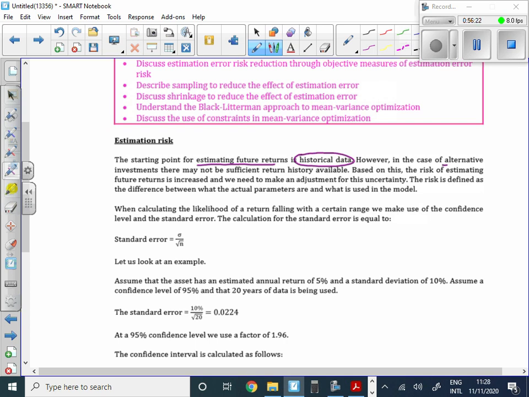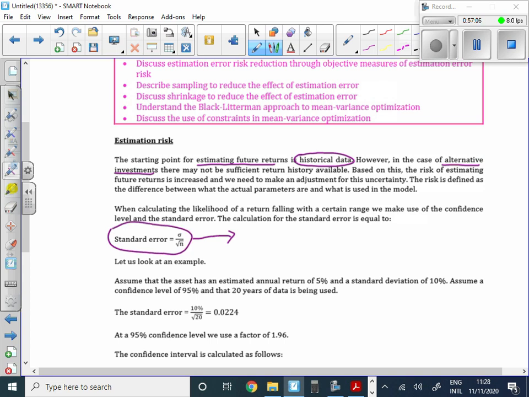The problem with alternatives is I don't have so much back or historical data. And I need to make a certain adjustment for this particular error that may be present for this level of uncertainty. So we work with confidence levels, as I warned you a little bit earlier. There is going to be a little bit of quants over here in this section. So we work a little bit with confidence levels, things like that. Standard error is always denoted by the standard deviation over the root of the sample size.